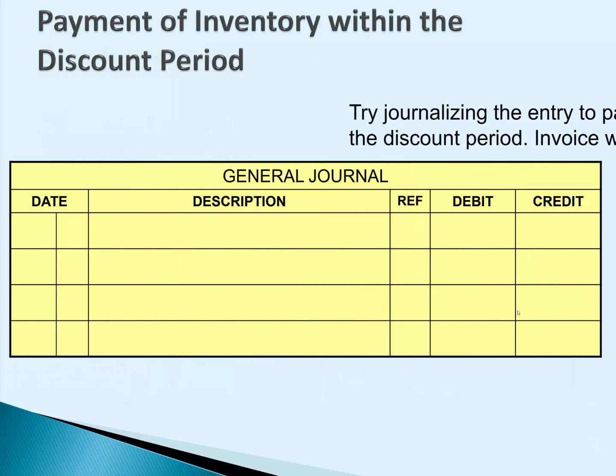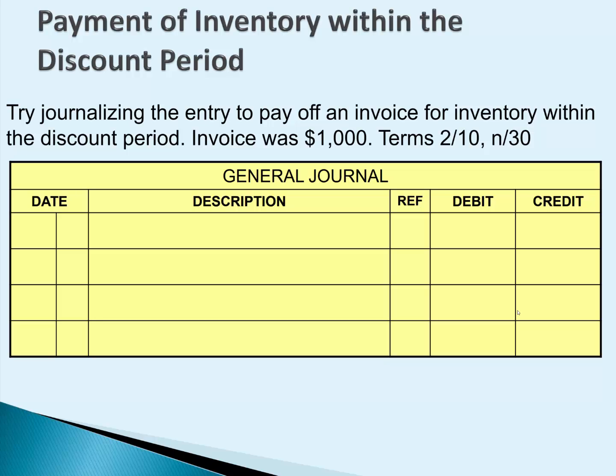So now let's look at the journal entry for paying off our inventory. Let's say the terms were 2/10, net 30, and we're going to pay within the 10 days, so we're going to get 2% off. We already recorded the original purchase, which was inventory going up with a debit by 1,000, and AP going up with a credit by 1,000. Now we're going to pay it off.